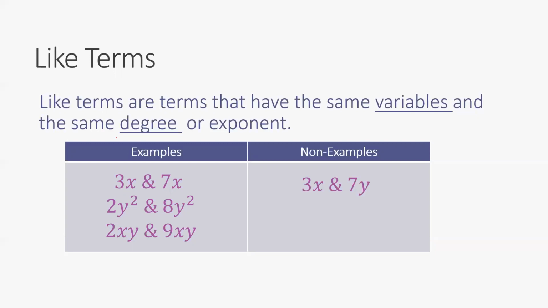So non-examples would be things like 3x and 7y, or x squared and x cubed because the exponent is different, or 2a squared b and 9ab squared would be different because the exponents are not exactly the same. The a is squared on one term and the b is squared on the other term. So they're not the same.